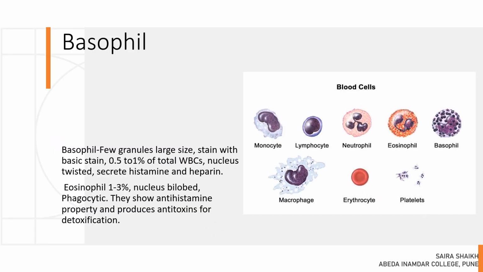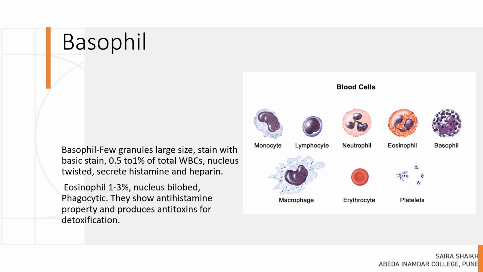Basophil is another type of granulocyte. It is about 0.5 to 1% of total WBCs. Its number increases during allergic conditions. They have few granules in their cytoplasm, but the size of the granules is large. They stain with basic stain, that's why they are termed basophil. They have a twisted nucleus, so on the basis of that also, the cell can be identified.